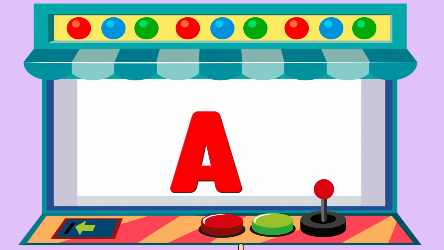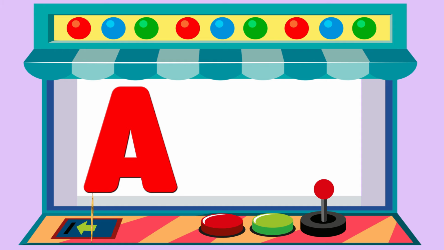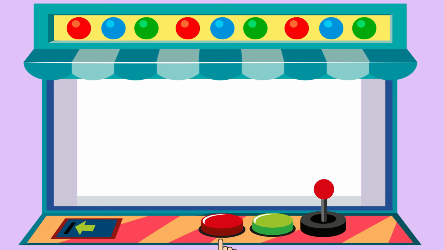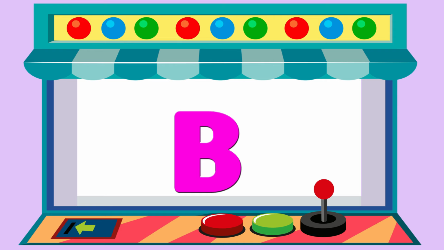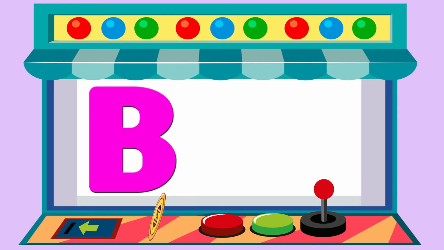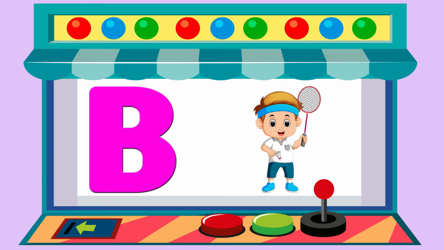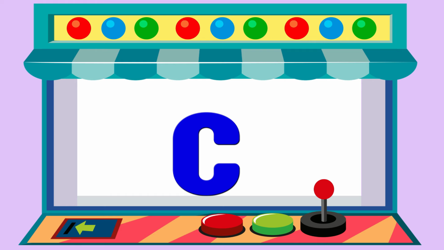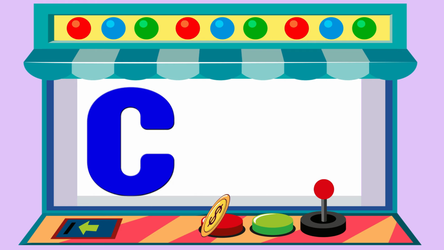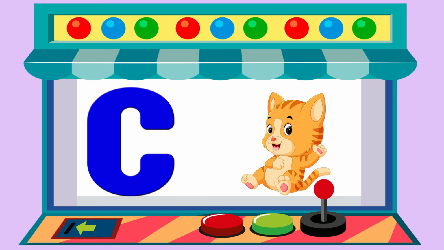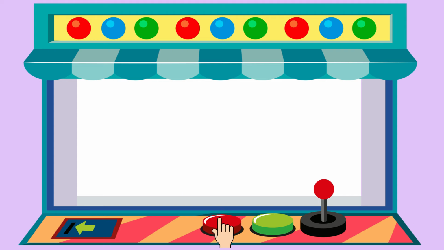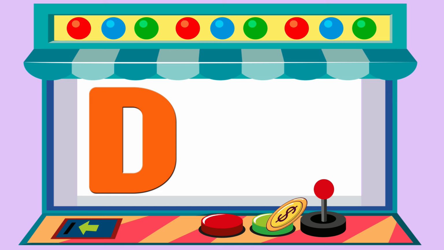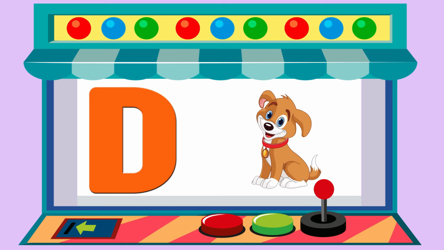A for airplane. B for badminton. C for cat. D for dog.